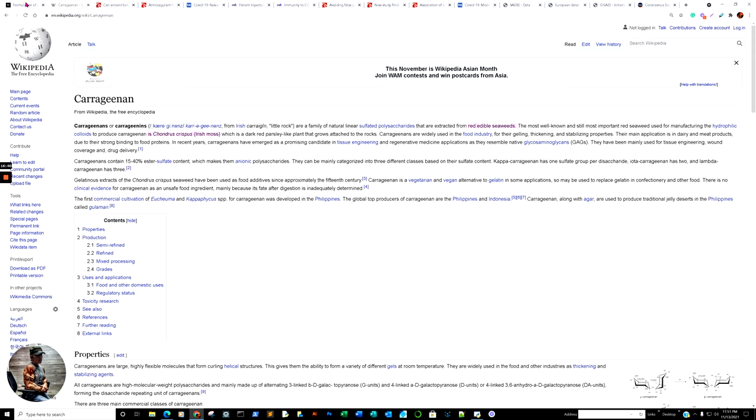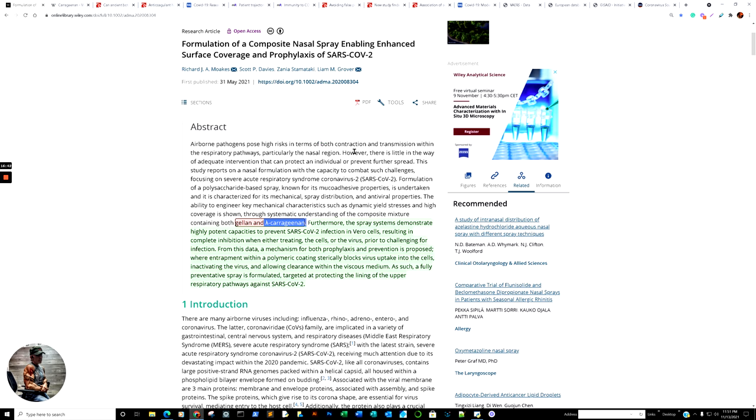But the objective here is not for them to make a profit. And they give an example of what they use. But at the same time, we're just reporting on a research article. We're not making a recommendation for anybody else to do their own stuff. But to begin, they made a composite mixture using both gellan and carrageenan.